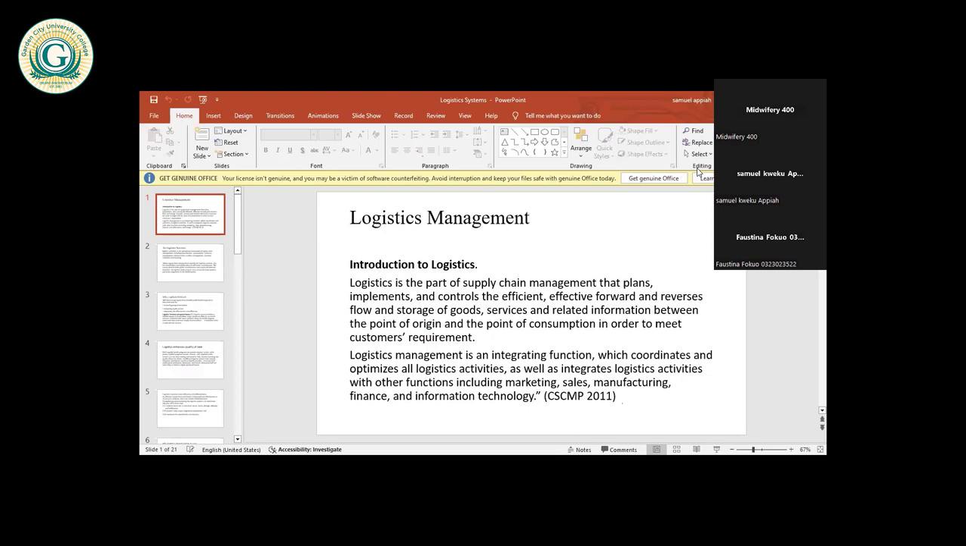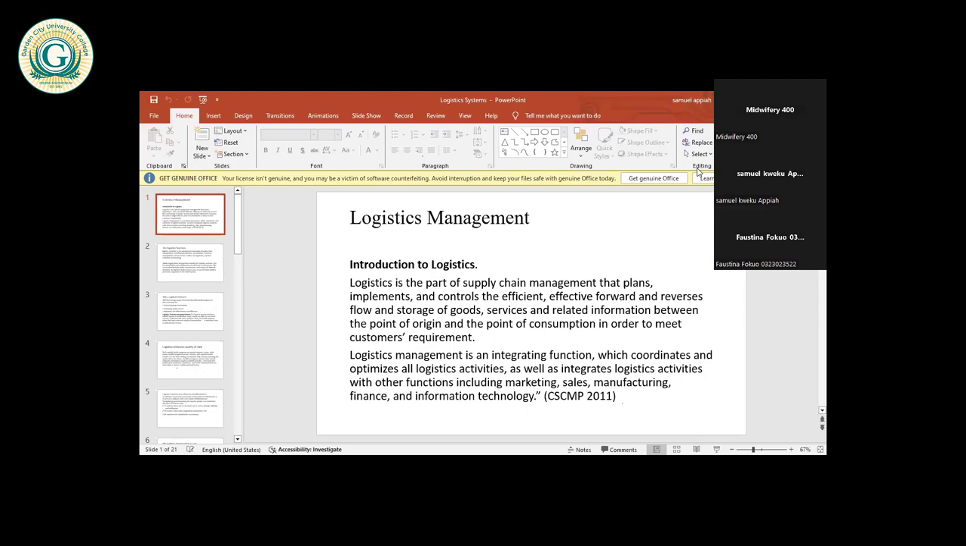And then we have other related information between the point of origin and the point of consumption in order to meet customers' requirements. Anytime you procure items, there is certain information you need in order to handle those equipment, how the equipment must be used. That is why almost every product you buy has a manual. The manual instructs you how to use a product.